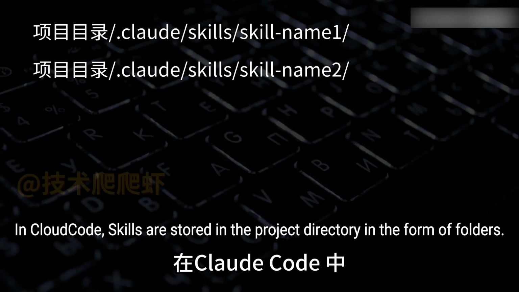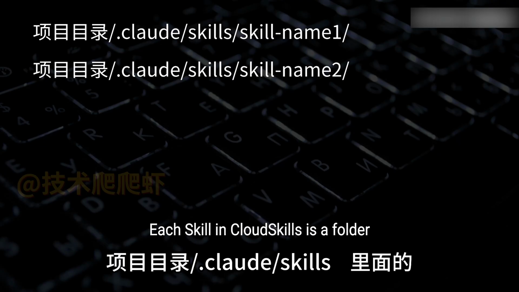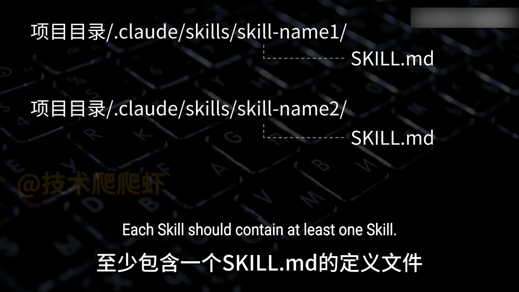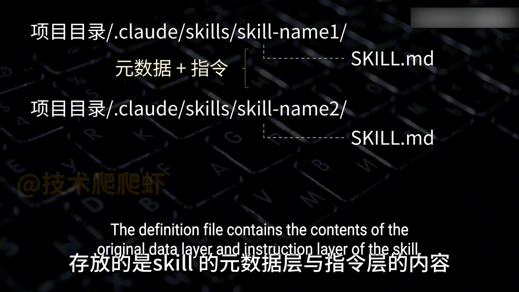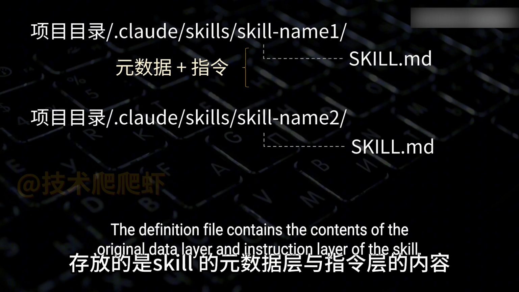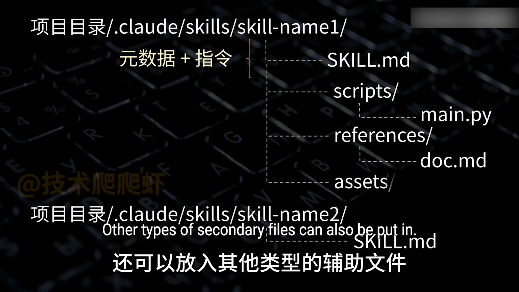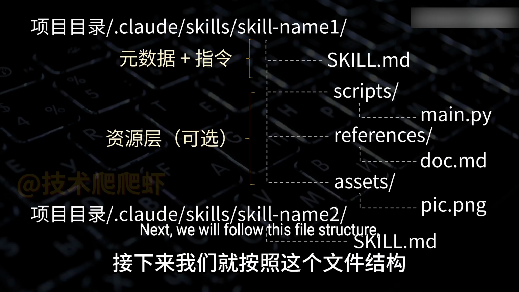In Claude Code, skills are stored in the project directory in the form of folders. Each skill in Claude Skills is a folder. Each skill should contain at least 1 SKILL.md definition file, which contains the contents of the metadata layer and instruction layer of the skill. In this skill folder, other types of secondary files can also be put in. These files are the resource layer of the skill.